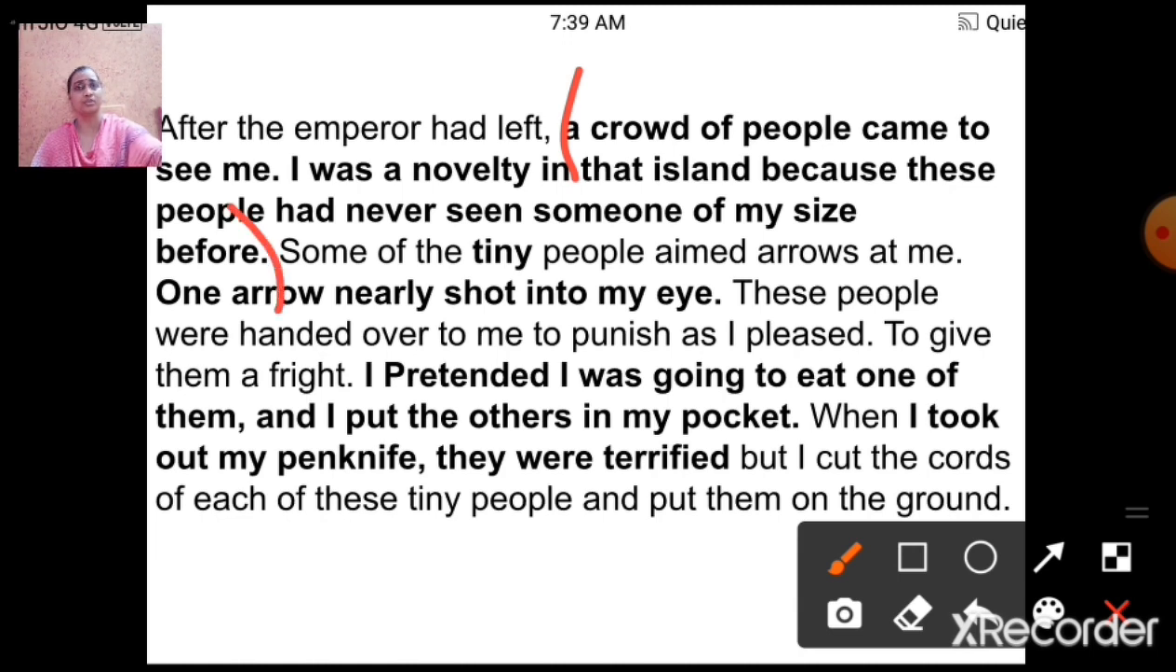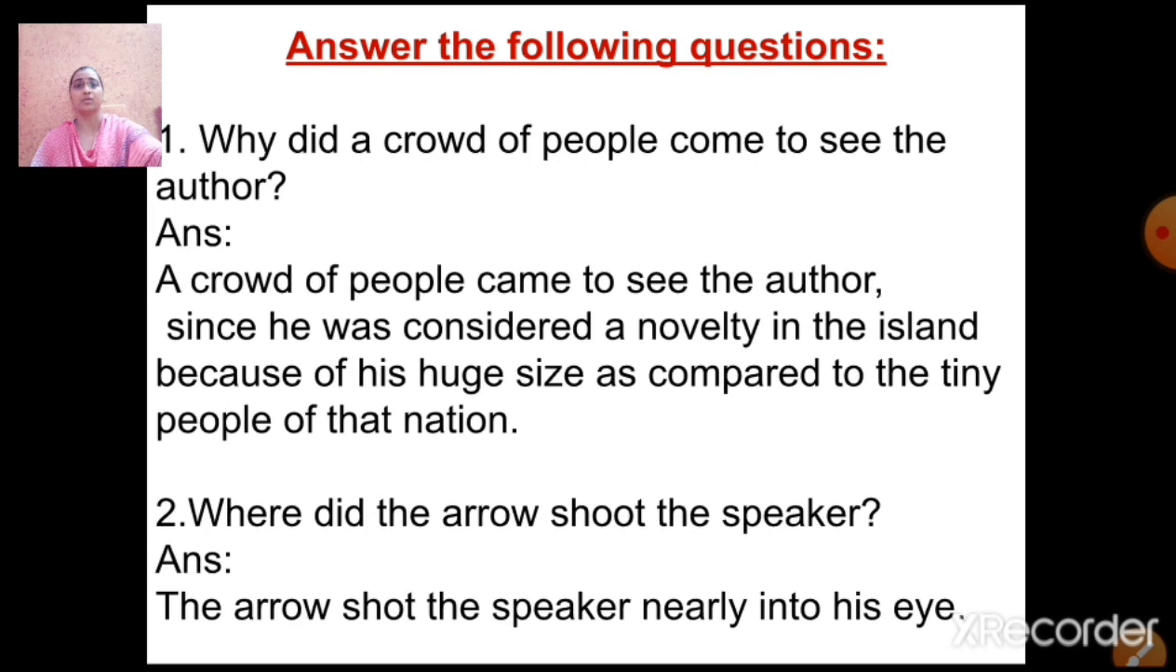So what are we going to do now? We are going to write this answer in our own words and in complete sentence. So the answer is, a crowd of people came to see the author since he was considered a novelty in the island because of his huge size as compared to the tiny people of that nation. Now, let's look at the next question.